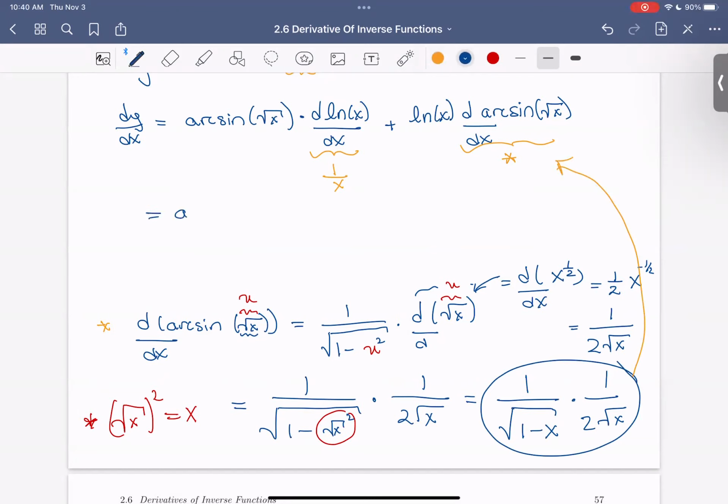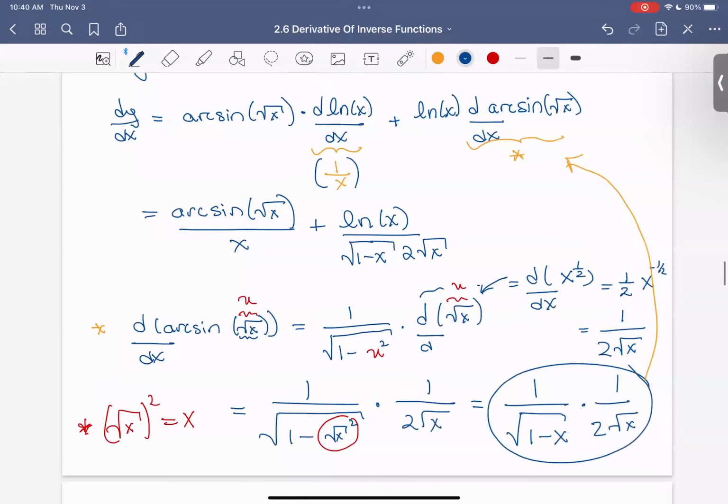So this becomes arc sine of root x over x. Rather than multiplying by 1 over x, I can just divide by x, plus the ln of x all over root 1 minus x times 2 times root x.